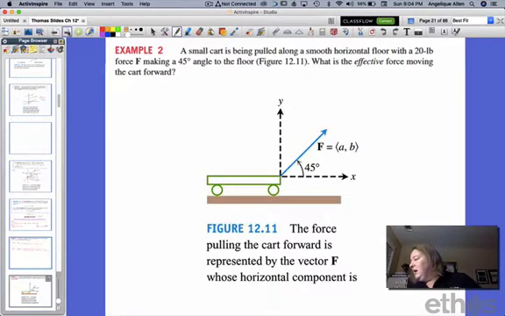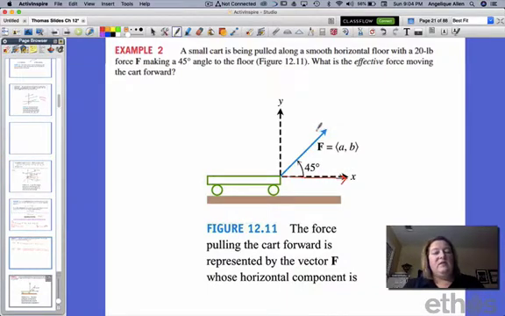So now we're going to look at an application, and example 2 is nicely given us a picture. So we've got a small cart here in green. It's being pulled along a smooth horizontal floor with a 20-pound force F, making a 45-degree angle to the floor. So this is a rope or something pulling on that cart. They want to know what is the effective force moving the cart forward. They want to know this force right here.